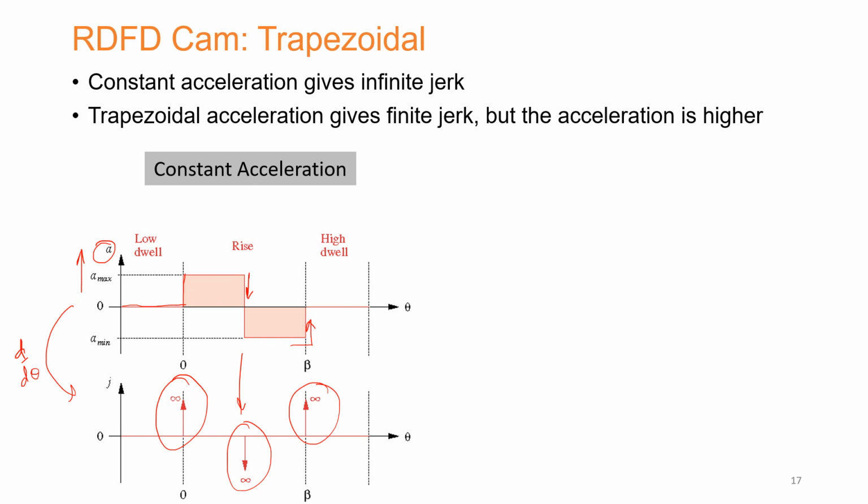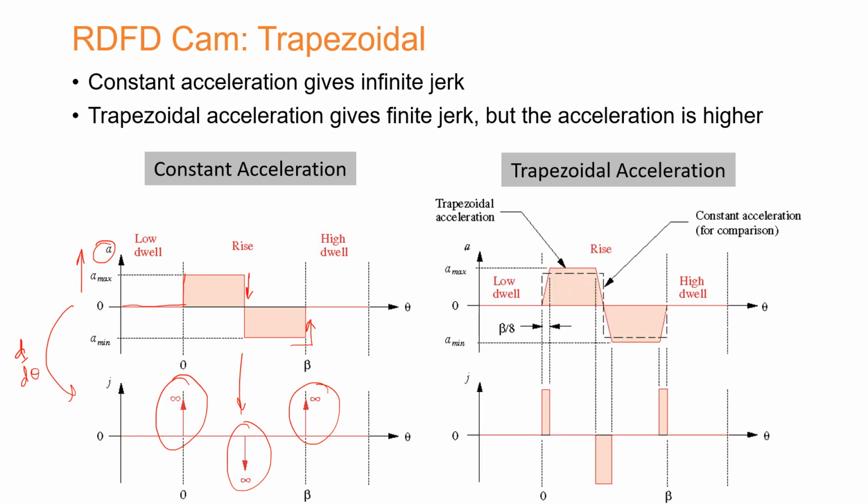jerk profile. So you can see that the constant acceleration gives infinite jerk spikes on the profile, which are going to be problematic. And from the observations that we have made earlier, as well as the fundamental law of CAM design, we should avoid it. So what is the method of avoidance? The method of avoidance can be to use potentially the trapezoidal acceleration mode, and that's right over here.